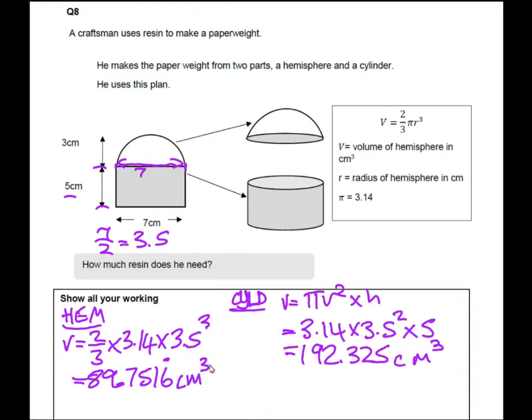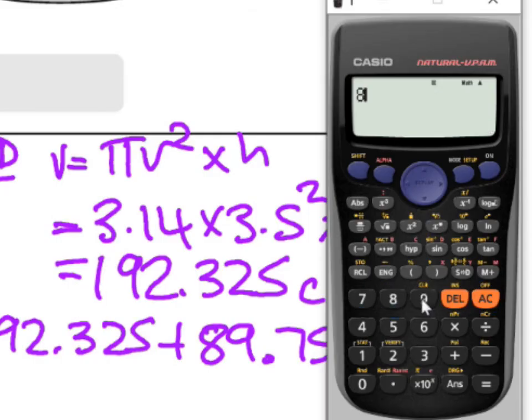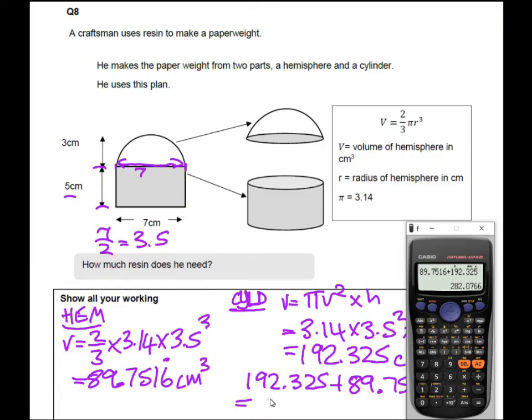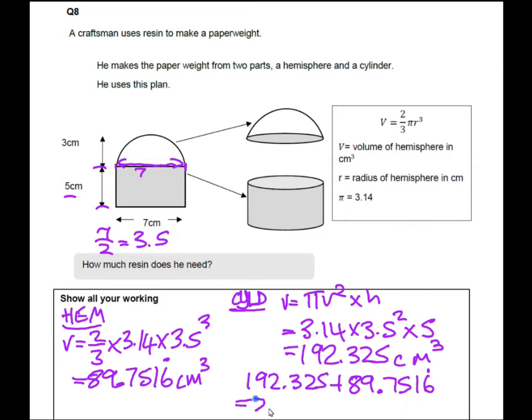So to calculate the total volume of our paperweight, we need to add our two amounts. So we have 192.325, and we're going to add it to 89.7516 recurring. We're going to put this in our calculator and find out what our answer is. So our answer is 282.0766 centimeters cubed.